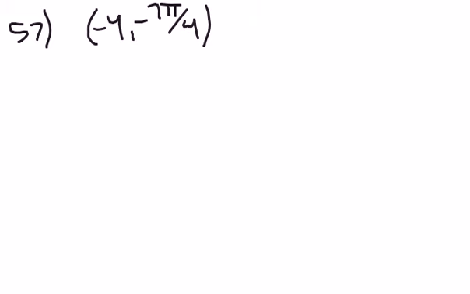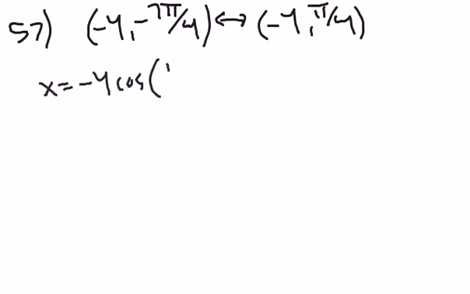Okay, and then real quick, 57, same idea. Now, if you notice, negative 7 pi over 4 is a negative angle. This is equivalent to negative 4 comma pi over 4. So a coterminal angle of negative 7 pi over 4, okay, which is actually quadrant 1, is pi over 4. So these are coterminal. Okay, so I'm going to say x is negative 4 cosine of pi over 4, just because pi over 4 is more familiar to us.